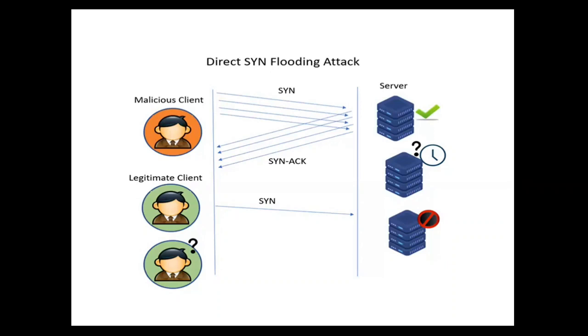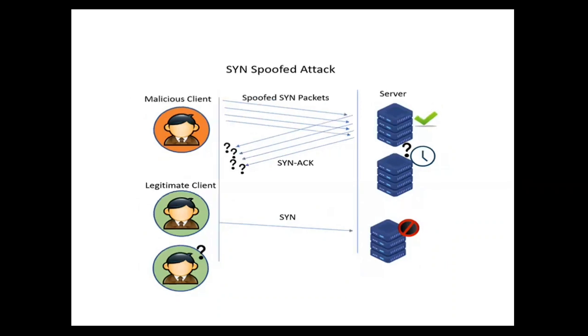TCP uses a three-way handshake mechanism to establish a connection between a client and a server. The handshake begins with a client sending a TCP packet with a synchronized flag set to the server. This packet is known as a synchronized packet.